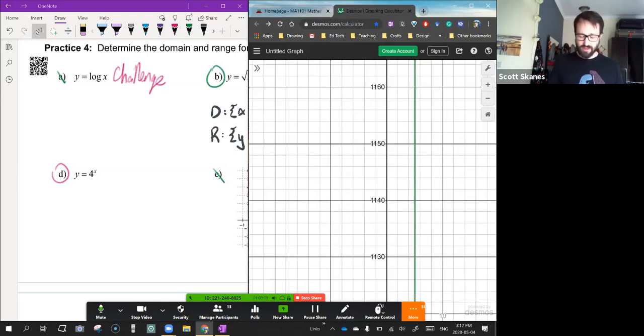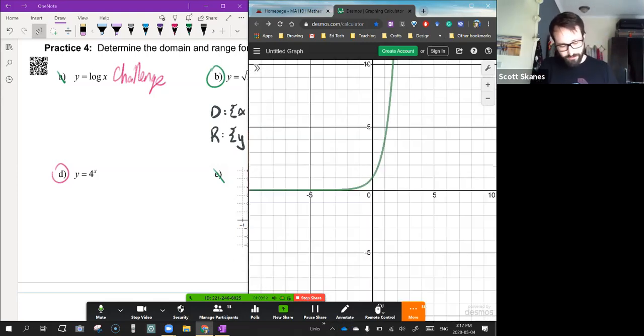You can put in any value there. The reason for that, if you put 4 to the power of a million, you're still going to get a y value out of it. There is no restriction, right? You're allowed to put any x in. It's never going to be a problem, really. So let's go ahead and solve this one.